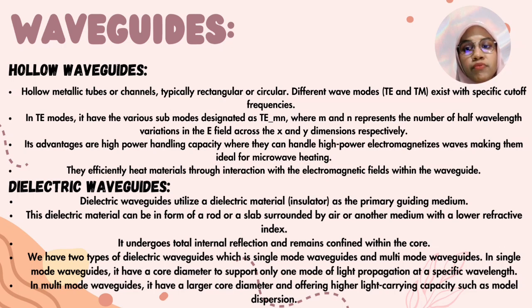We have two types of dielectric waveguides, which are single mode waveguides and multi-mode waveguides. Single mode waveguides have a core diameter that supports only one mode of light propagation at a specific wavelength, while multi-mode waveguides have a larger core diameter, offering higher light carrying capacity but with drawbacks such as modal dispersion.